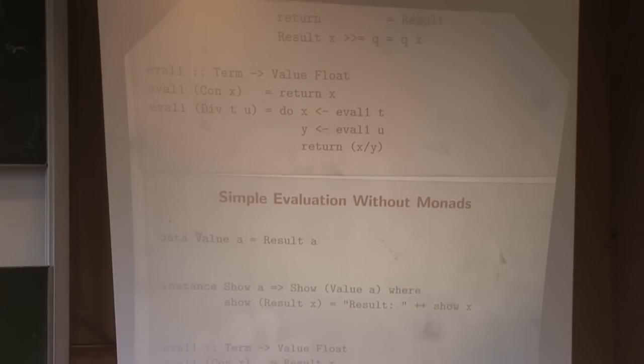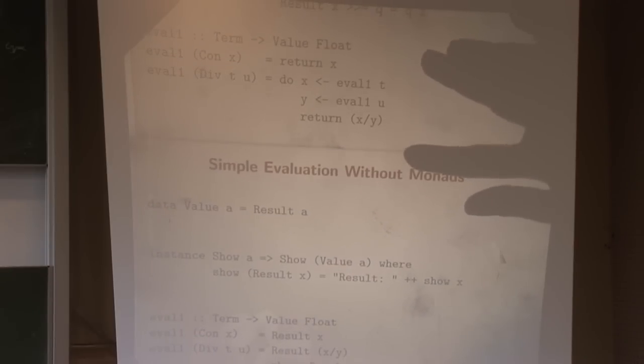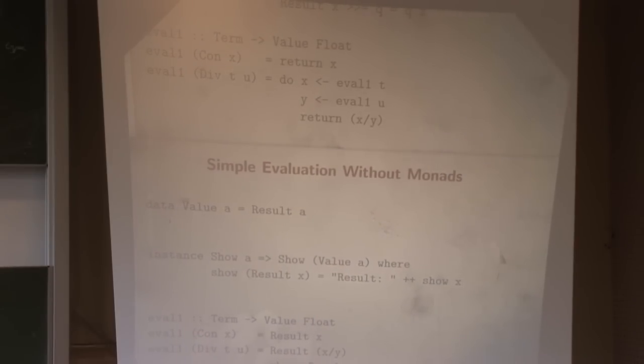Okay, so on the top I have this. So this is our old implementation without monads. And down there we have the new implementation with monads. They do the same thing. You can write it both like this and you can write it like this. But this way of writing it exploits that we know now that value is a monad.